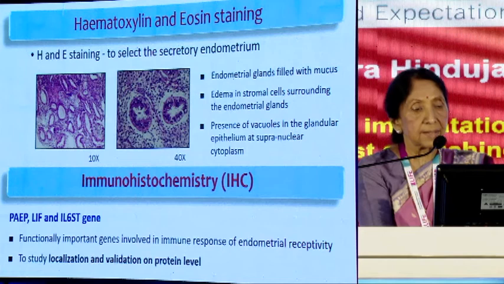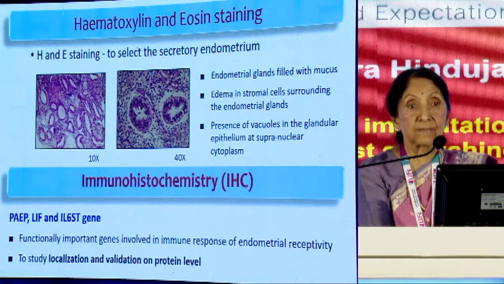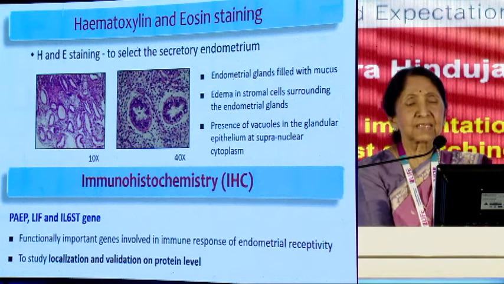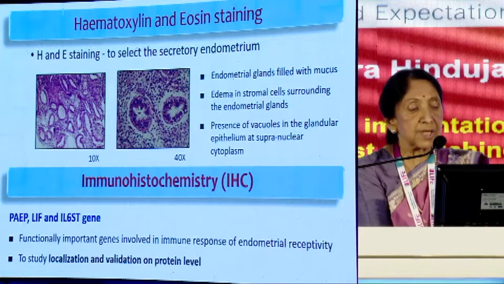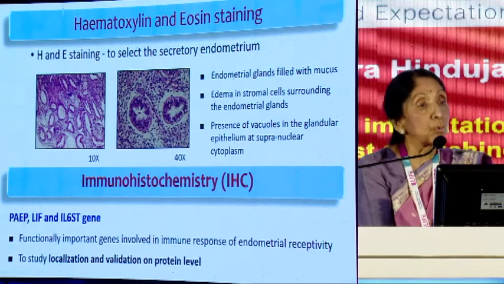All the endometrial biopsies were stained with hematoxylin and eosin to see the characteristics of the secretory phase, as we had taken them in the proper endometrial receptivity study in the implantation window. And also some selected genes which were more differentially expressed, like PAEP and LIF genes, were also studied by immunohistochemistry for localization and protein expression. Now let's compare the results of these.